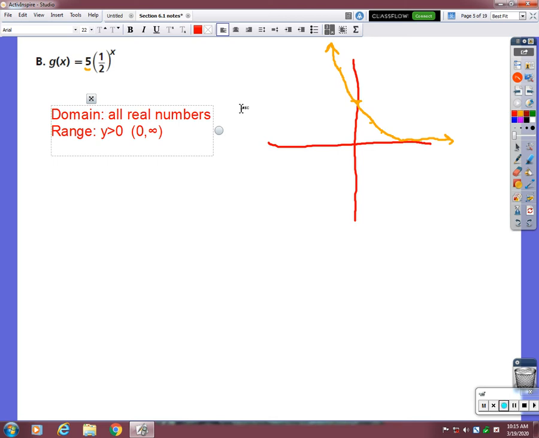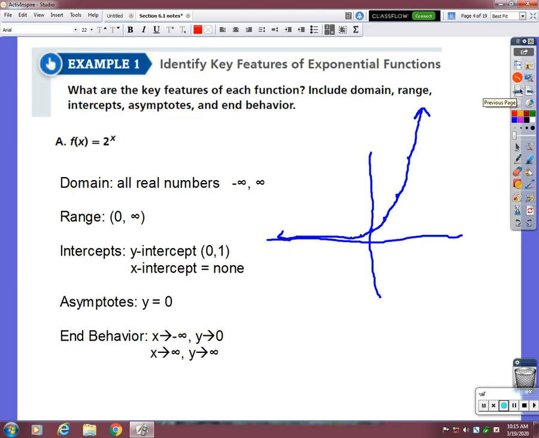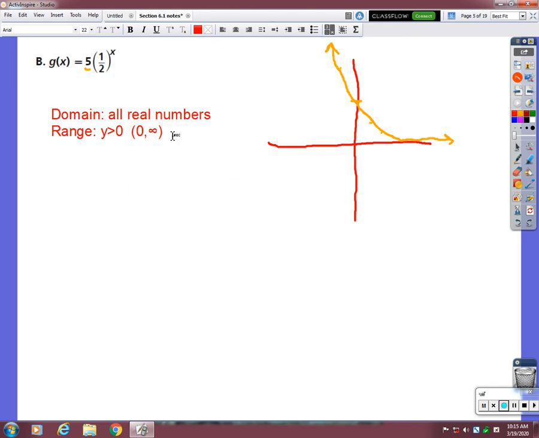Will the domain of an exponential function always be all real numbers? Short answer is yes. The range, however, will change because, as we'll see later, if I add or subtract values to this function, I can move the graph up or I can move the graph down, and so that will affect the range, okay? All right, so the intercepts are what come next.